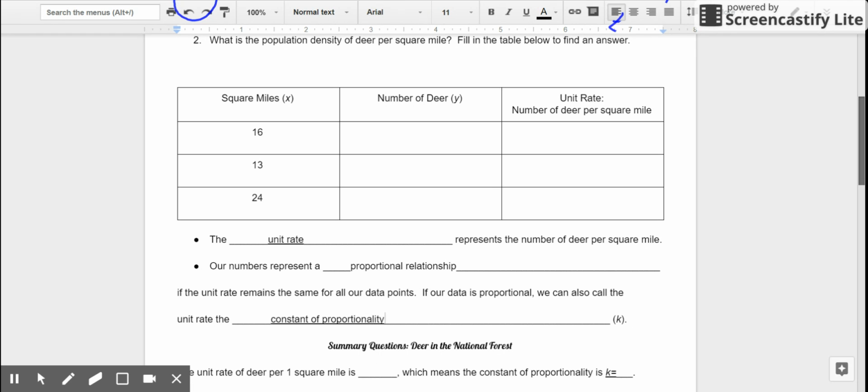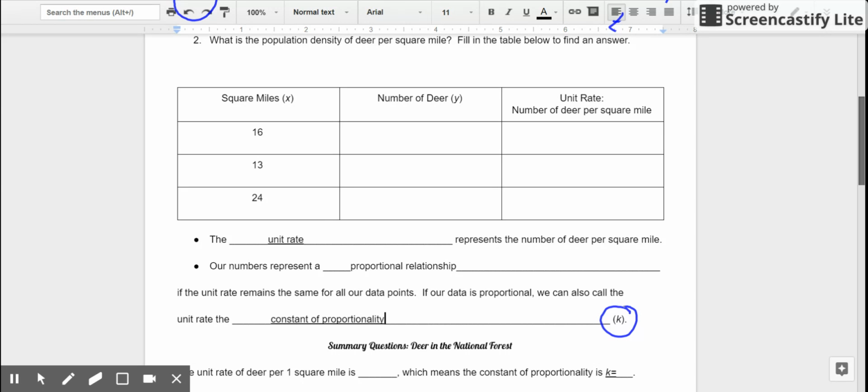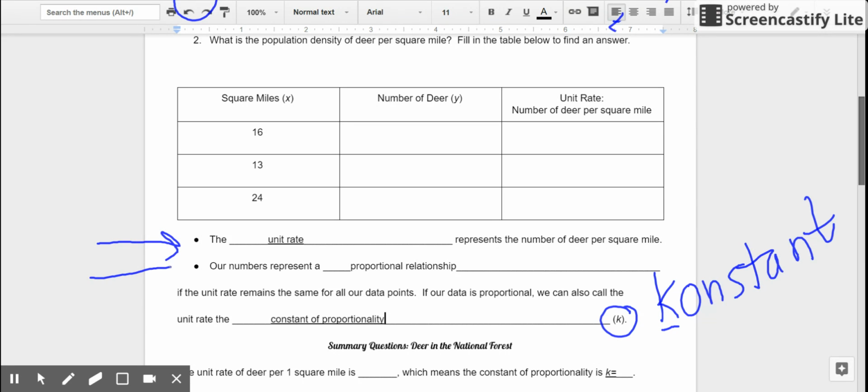It says K in parentheses over here because we use K as the variable to represent constant of proportionality. This might seem silly, but in German, constant is spelt with a K. And for some reason, we've adopted that as our symbol to represent constant across all languages, even though it's not spelled that way in every language. So again, the unit rate represents the number of deer per square mile, and our numbers represent a proportional relationship if the unit rate remains the same for all our data points.